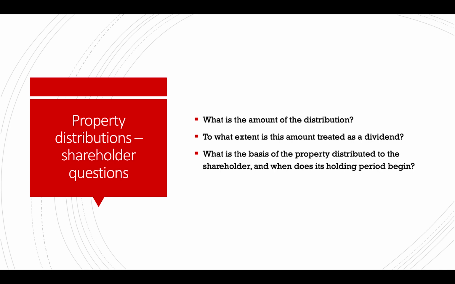Okay, so when we have a property distribution, if we are the shareholder receiving that distribution, these are the questions I want to answer. I want to know, what is the amount of the distribution? To what extent is it treated as a dividend? And then what's the basis of the property distributed to the shareholder? And when does its holding period begin? So again, I need to know the amount. How do I measure the distribution I've received? Is it treated as a dividend? And if it isn't, how do I treat it? And then finally, what's the basis in the property I received, and when does the holding period begin?